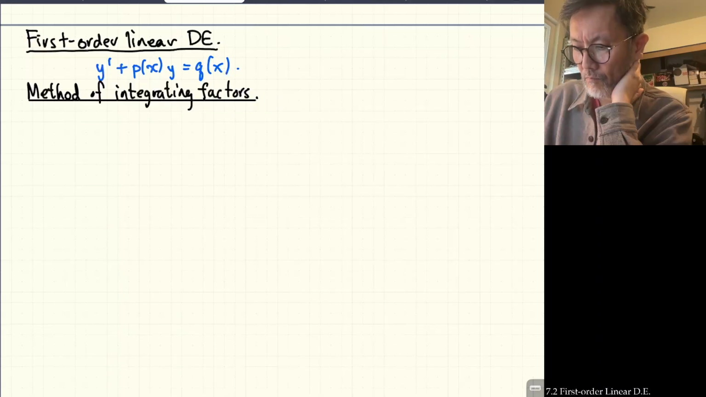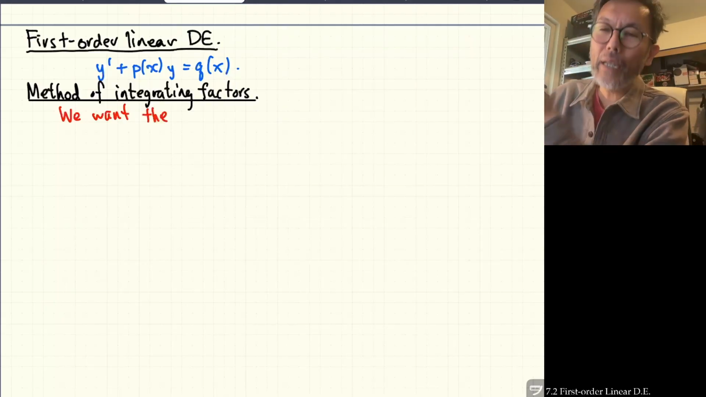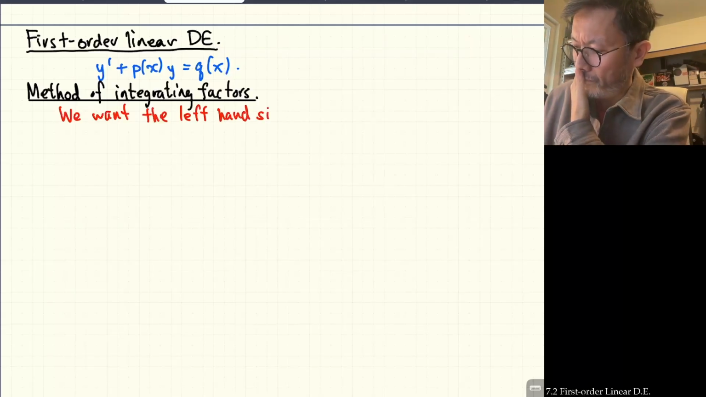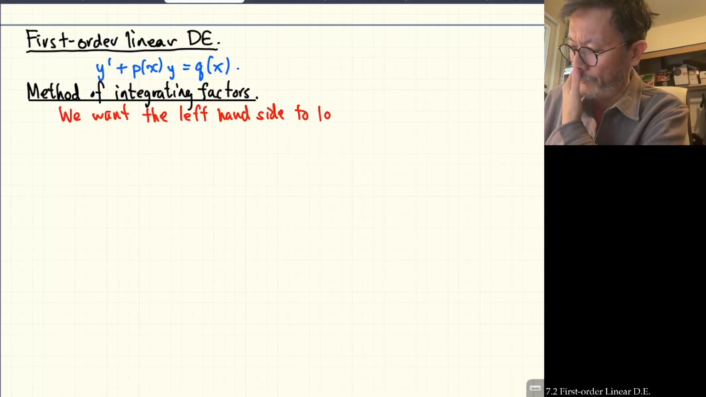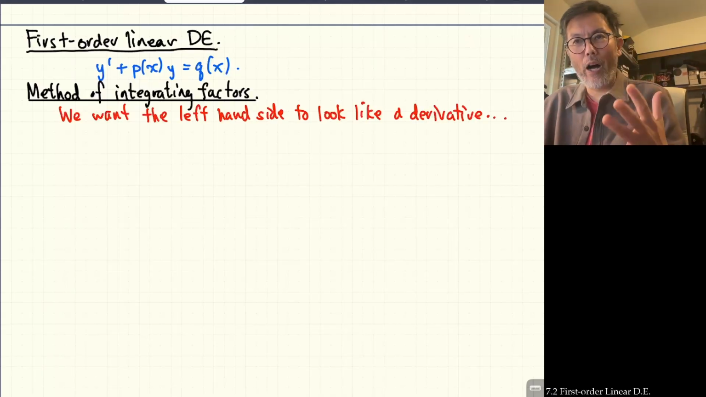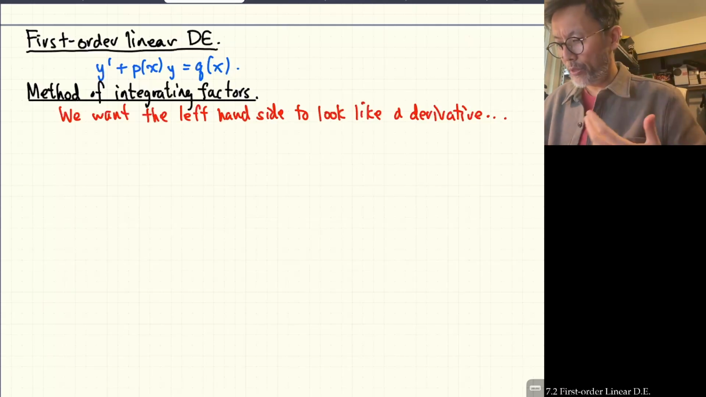Okay, so the idea here is we're going to look at this right-hand side, and what we want, the right-hand side, I'm sorry. I don't know my left and right. Okay, we want the left-hand side to look like the derivative of something. I'll just say look like a derivative. And I'll put dot dot dot here. So this is a little ponderous. This is a little bit unclear and vague, and I admit that. But you'll see how this works.